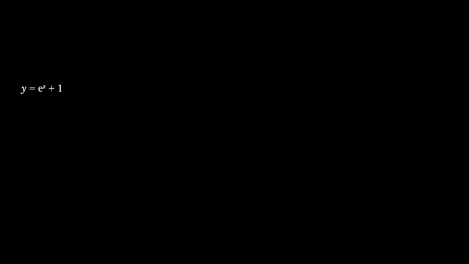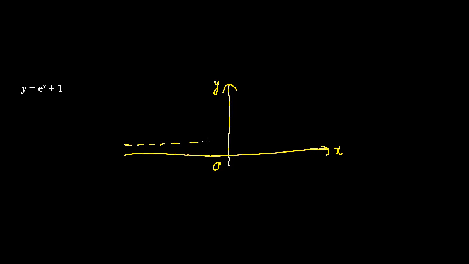So the first one, y equals e to the power x plus 1. We know the asymptote is going to be 1. So if this is x, this is y, this is the origin. Previously the asymptote passes through y equals 0. Now it is going to be y equals 1. So this is the asymptote, y equals 1. And e to the power x is going to be raised by 1 unit. So it is going to be 2.